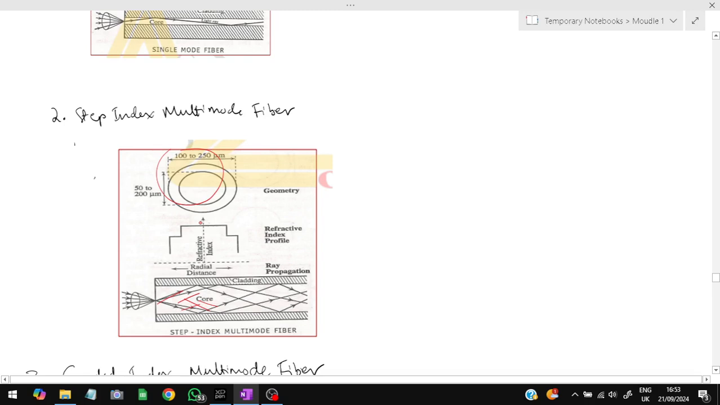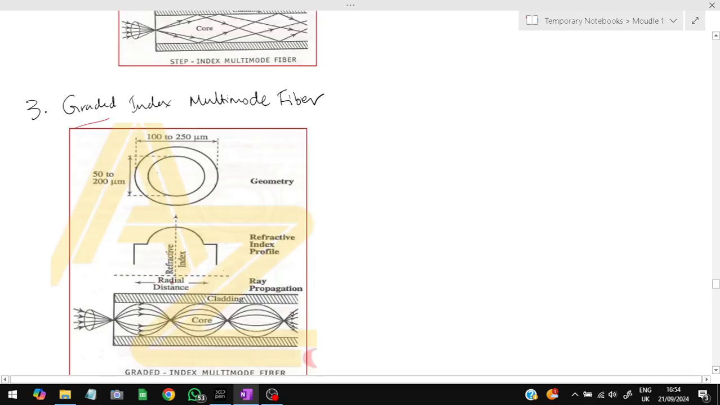Next we have graded index multimode fiber. What is graded? Graded means varying. Here we will have a changing refractive index. It is not constant in all places, so the path of the ray will also become curved. When there is a change, the path will also change, right?